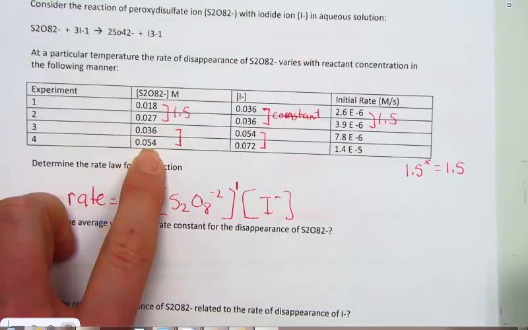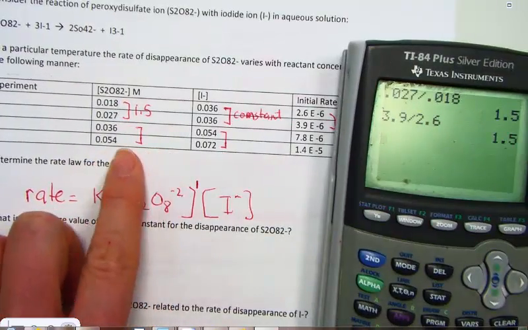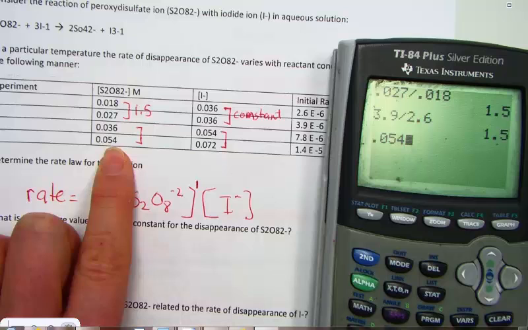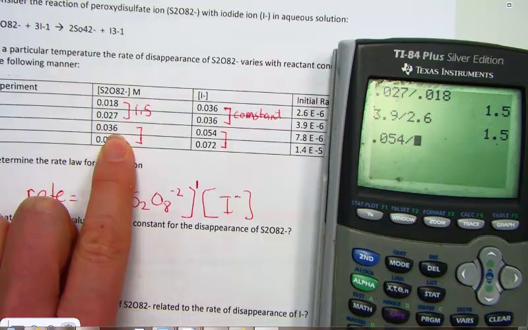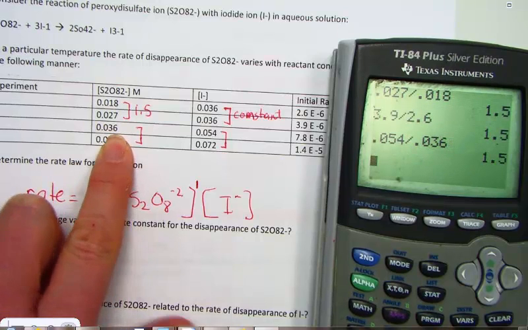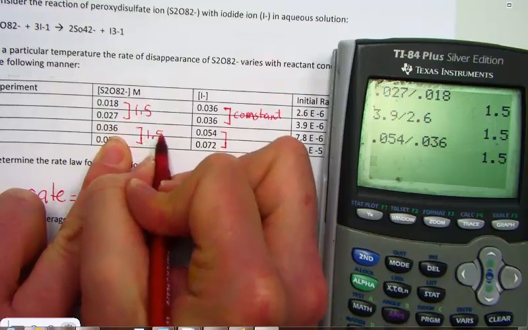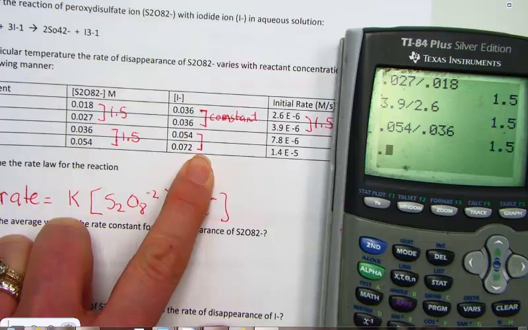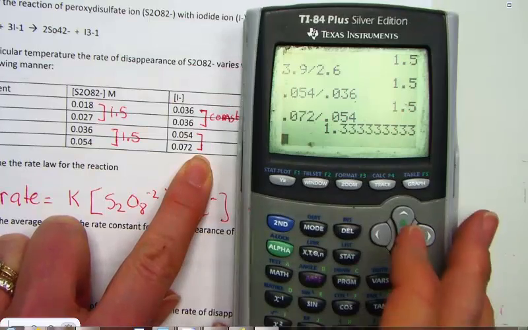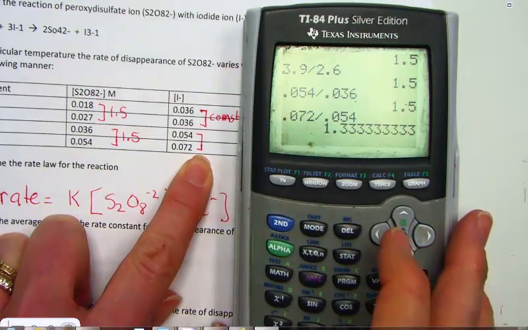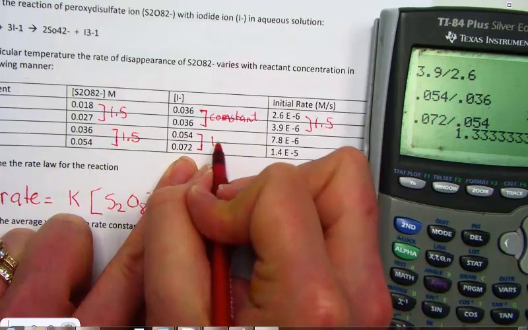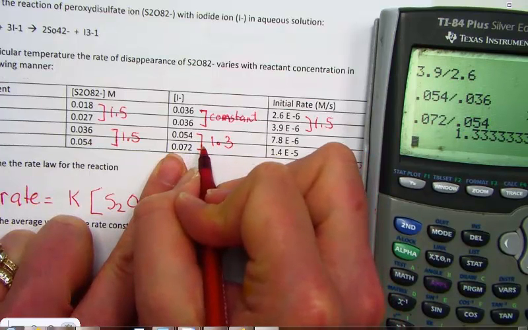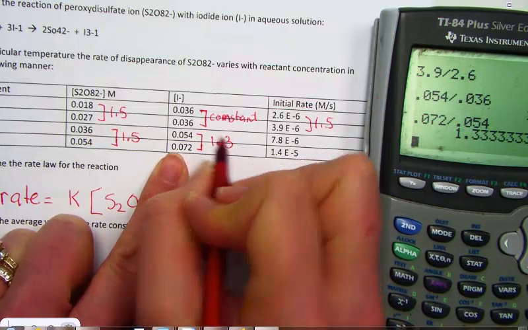Alrighty, so I'm going to just figure out how much each concentration changed. So I have 0.054 divided by 0.036. And that factors 1.5 again. Alrighty. Now this factor, 0.072 divided by 0.054 is 1.3. So I'm going to write that down. So that increased by a concentration factor of 1.3.